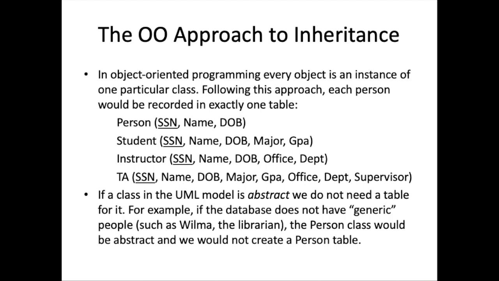And TAs, who are both students and instructors, will be recorded in the TA table. And there we'll have all their inherited attributes, social security number, name, and date of birth inherited from person, major and GPA that are inherited from student, and office and department that are inherited from instructor, and then supervisor, which is unique to the TA class.